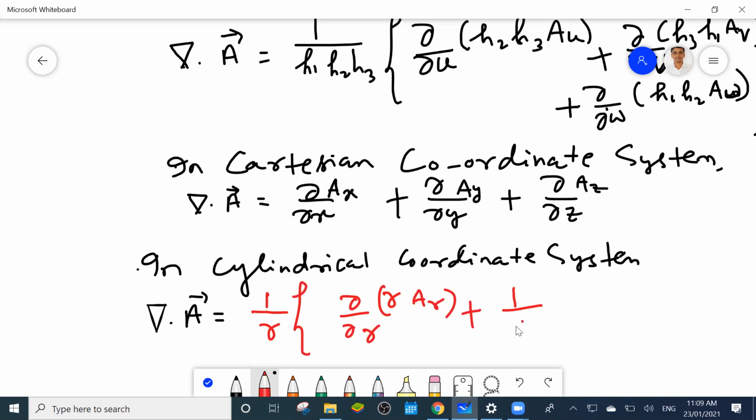Plus del by del phi. What is the value of H3 H1? 1, 1. So directly you can write here A phi. Plus del by del Z. H2 value is R. So I can write R Az. Yes or no? Or we check.